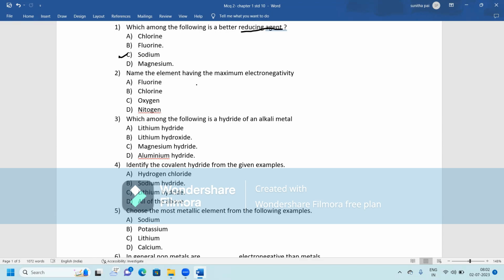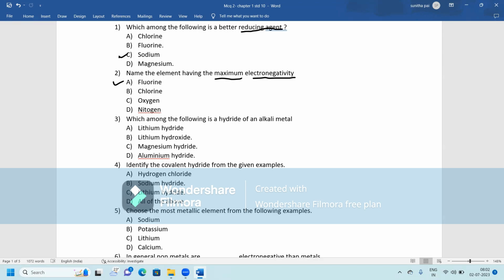Name the element having maximum electronegativity. Electronegativity, a very direct question. It is fluorine. Halogens have the maximum electronegativity, and among halogen, fluorine is the one which has the maximum electronegativity.